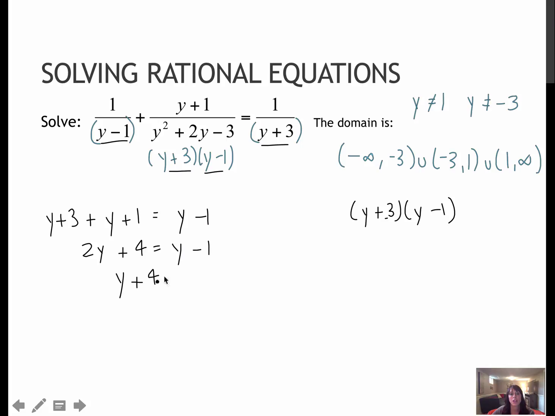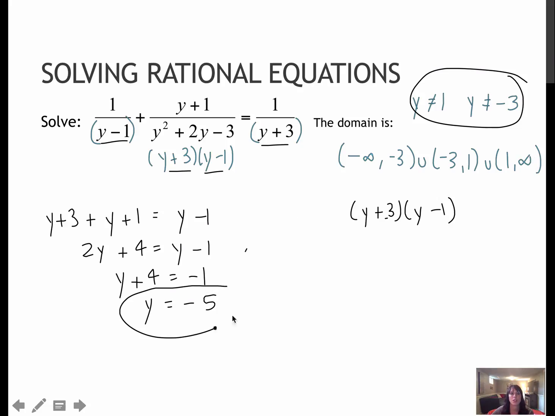Subtracting y from each side gives me y plus 4 equals negative 1. And subtracting 4 from each side gives me y is negative 5. That does seem to be a solution that would work, so that is my solution. Notice negative 5 was not one of my restricted values.